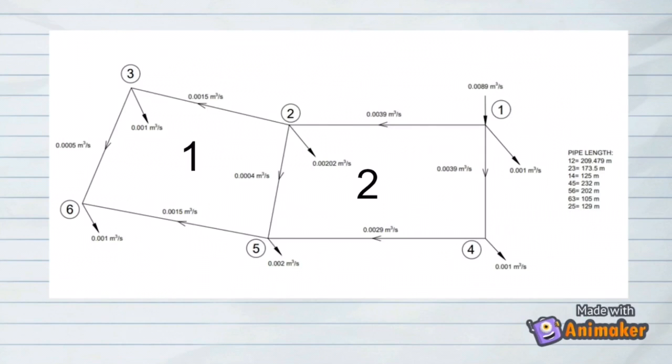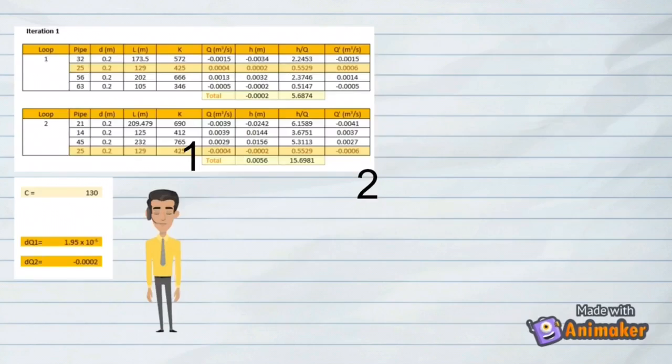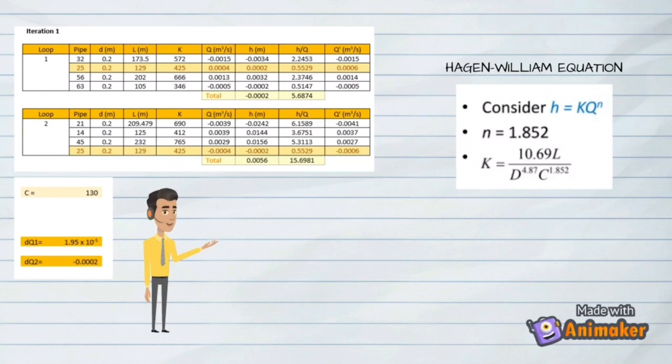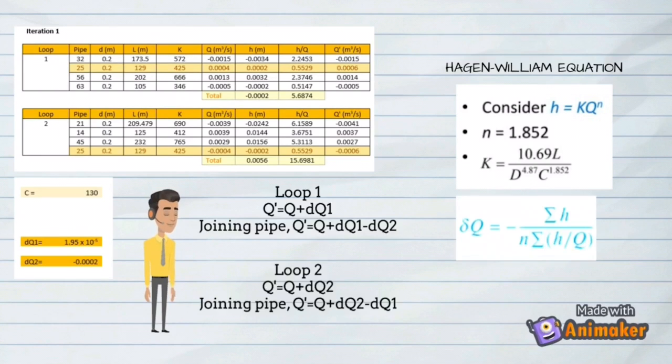I will explain how to get the actual head loss and flow rate for each pipe. First, we need to draw loops and assume the flow rates for each pipe. Then, make a table like this for the first iteration. The roughness coefficient was given, which is 110, and with that we can use the Hazen-Williams equation to find the H value and K value. Since the total head for the 2 loops is not equal to 0, we need to find the Q prime. The formula to find Q prime is shown below. For joining pipes, the equation to find Q prime is different.